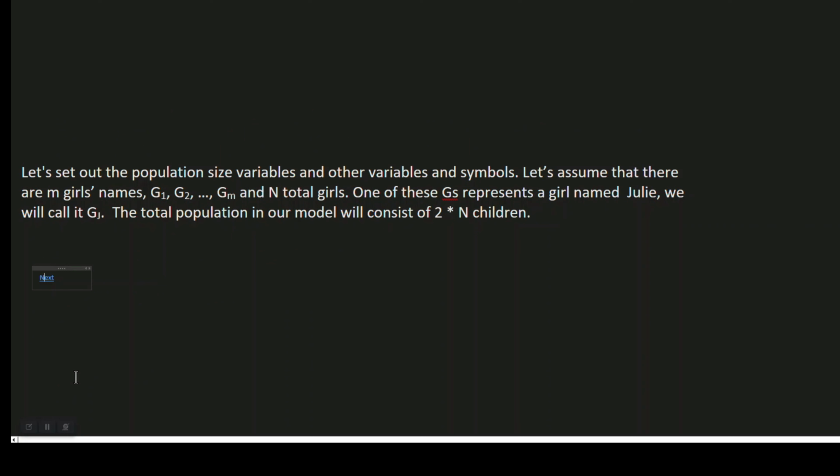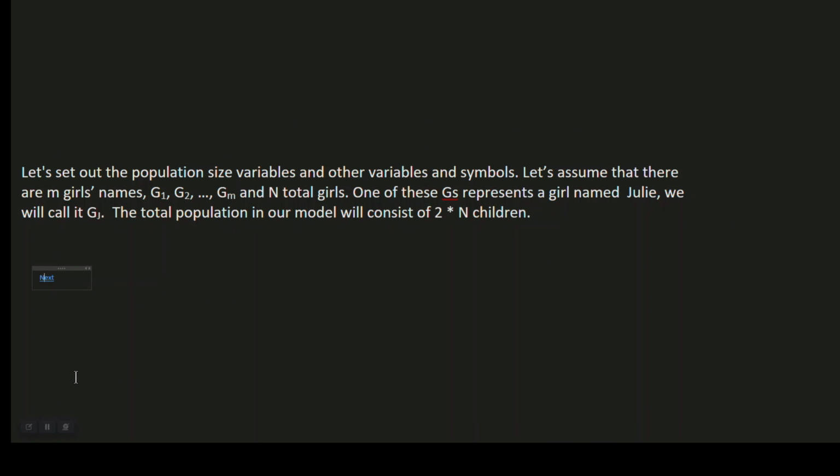Let's assume that there are m girls' names, G_1 through G_m, and n total girls. One of these G's represents a girl named Julie, and we will call it G_j. There are approximately as many boys and girls in our everyday population, the one we would like to model, so the total population in our model would be 2n children.